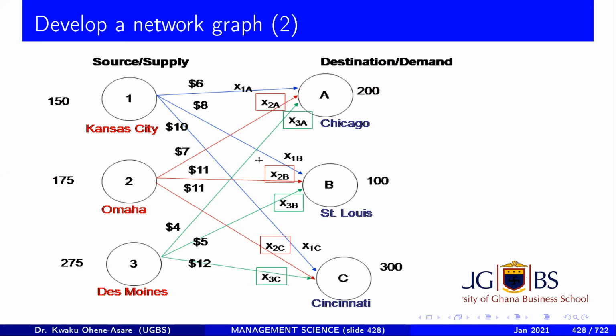By the way, you need to identify whether it's a balanced transportation model or an unbalanced transportation model. When you look at 150 plus 175 plus 275, that will give you 600. When you look at 200, 300, 200, 100, 300, that will also give you 600. So this is balanced, and because it's balanced, we're expecting everything to be equal to.